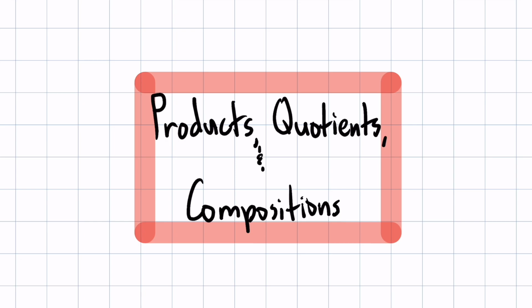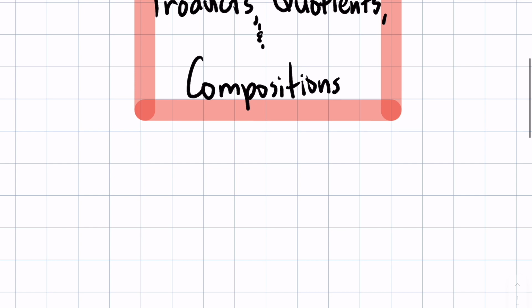So this is the final pre-calculus video in this series, then we'll move on to the fun stuff. Today we're going to be talking about products, quotients, and compositions of functions. For this, I'm going to go ahead and define two functions. We have a function f that has a domain of A, and then a function g that has a domain of B.